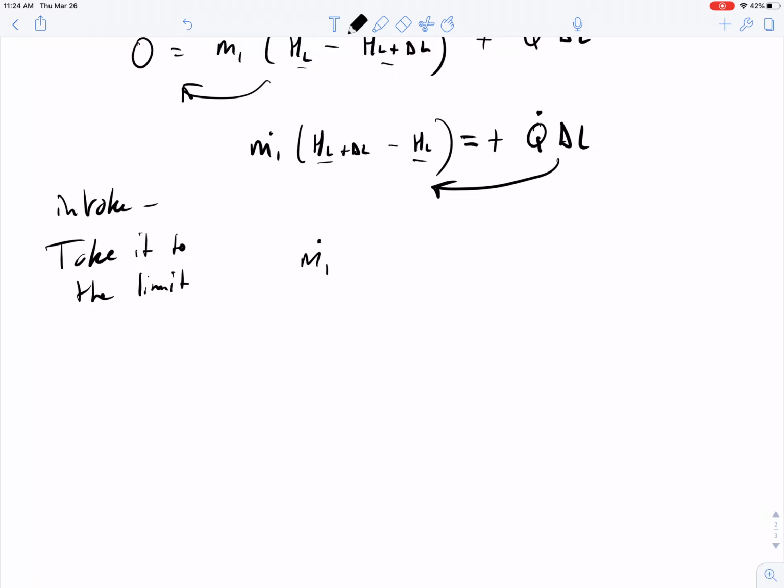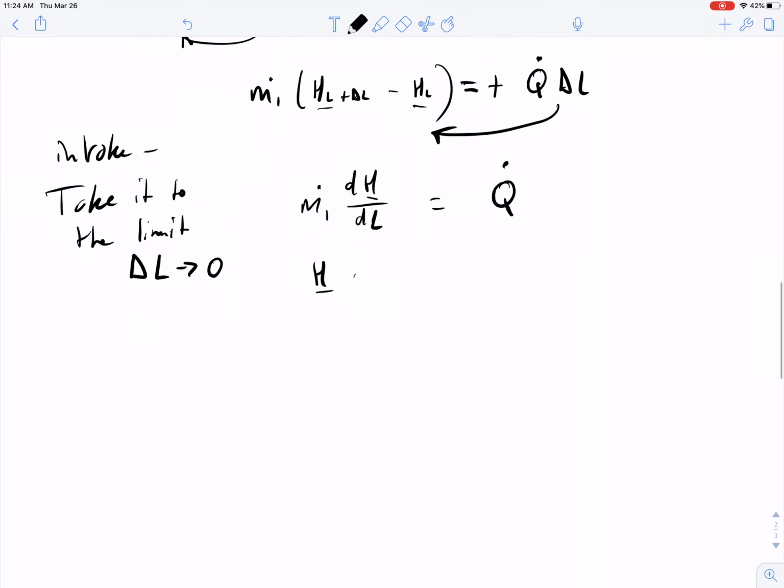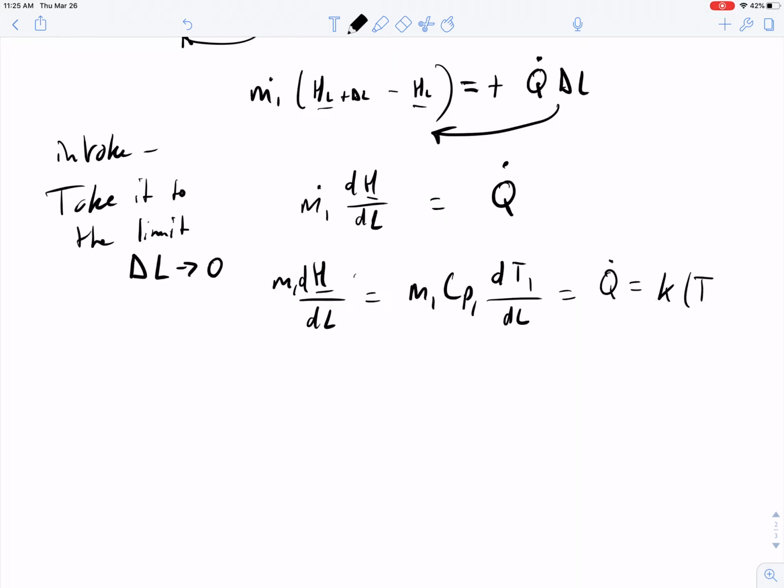And then we can replace the enthalpy as well. So let's just go through it. We'll have dH/dL on this side now that we're taking it to the limit of delta L goes to 0, equals Q dot. But then we can replace H with our lovely relationship for substituting for H in terms of CP. And so then we can replace this term, dH/dL, with M1 CP1 dT1/dL, because the reference temperature doesn't change in L, so it disappears. And this is now going to be equal to Q dot, which is going to be equal to kappa, the heat transfer coefficient, times T2 minus T1.